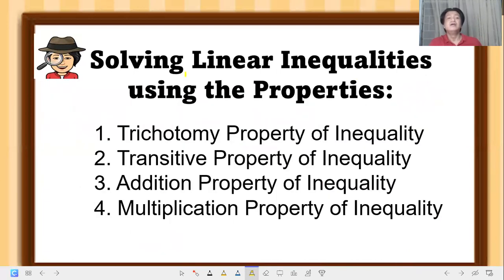Okay, let's apply. Now, we are going to solve linear inequalities using the properties. Among these properties, ano yung pinakakailangan natin dyan para malaman yung solution for the inequalities? We are going to use the addition property and multiplication property of inequality. Okay, yung 1 and 2 dito, they simply justify the statement or sentence.